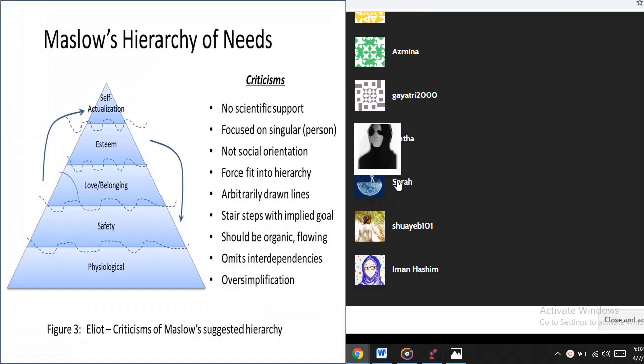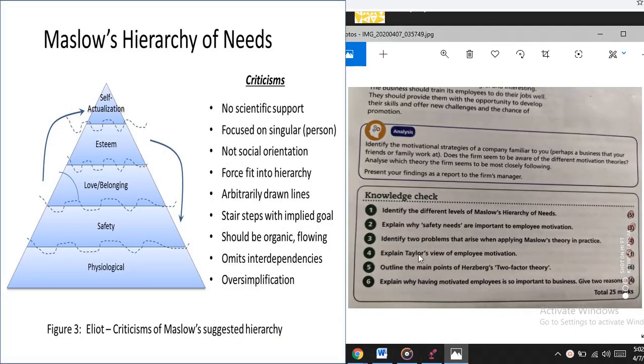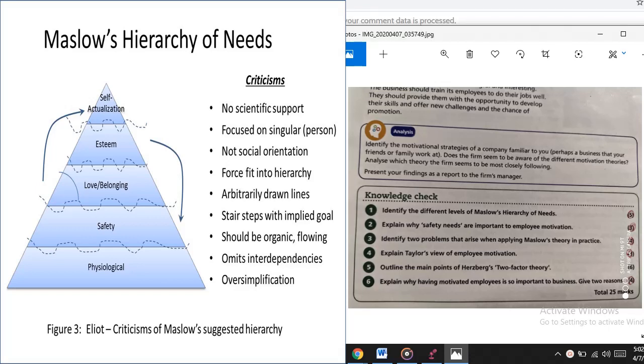Okay, for the third question, which is related to the identification of two problems or two criticisms that arise when applying Maslow's theory in practice. Maslow's theory, or hierarchy of needs, is only a theory, right? So it does not necessarily fit all people and all situations. So the criticisms might include, and you only have to choose two of the following three that we mentioned.